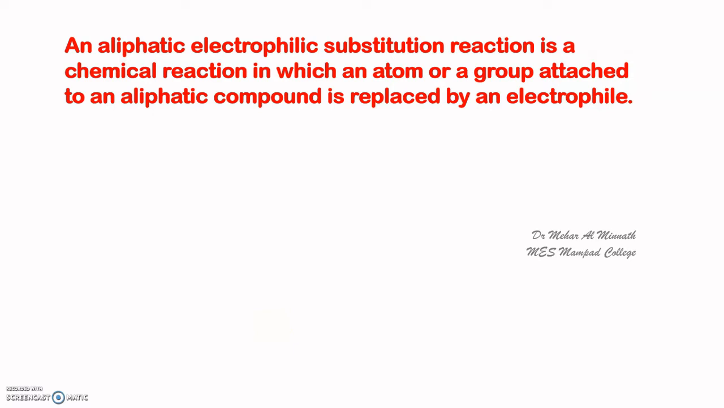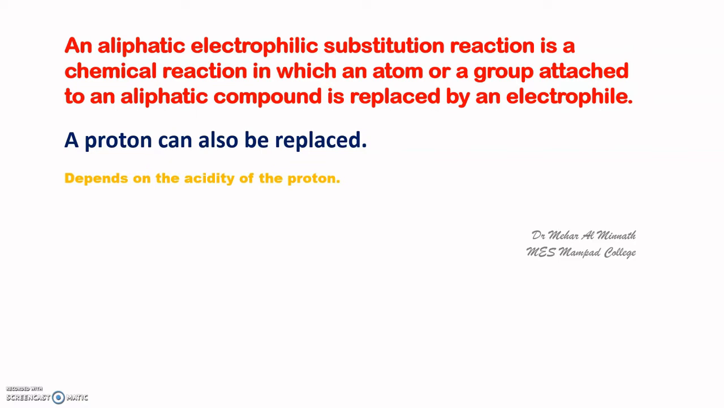Now the group which is replaced can be any group on the carbon. It must be a good leaving group which will leave the shared pair of electrons on the carbon. So a proton can also be the leaving group, or a proton can also be replaced by an electrophile. Usually it is difficult. It depends upon the acidity of the proton. If the proton is highly acidic, then the proton on the alkane can also be replaced by an electrophile.